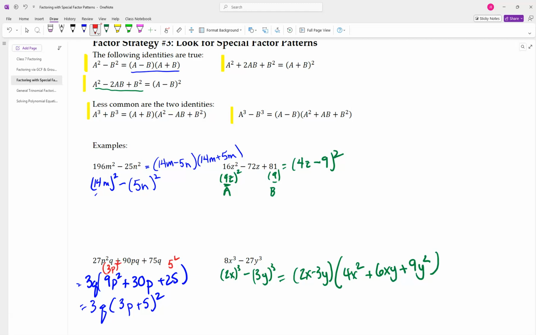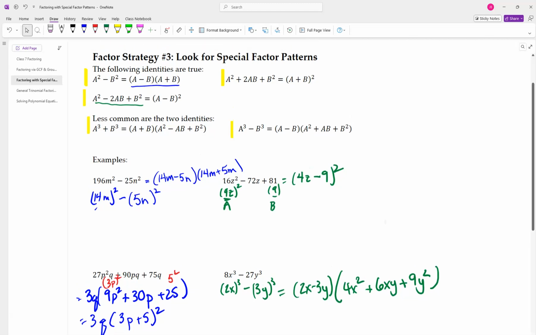The other one was kind of screaming cubes at me, because 8x cubed was 2x all cubed, and then 27y cubed was 3y all cubed. So it allowed me to follow that factor pattern. All right, so these 5 patterns are worth committing to memory to make your life in factoring land easier. In the next video, we'll reveal our last factor strategies, and then we'll work on putting them all to use.